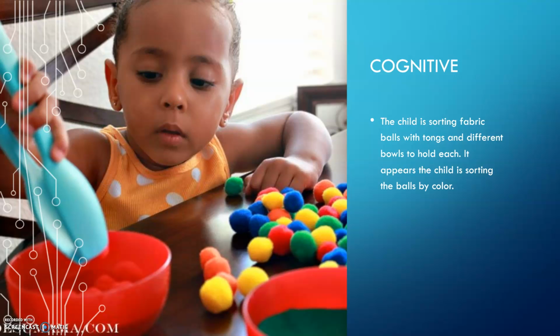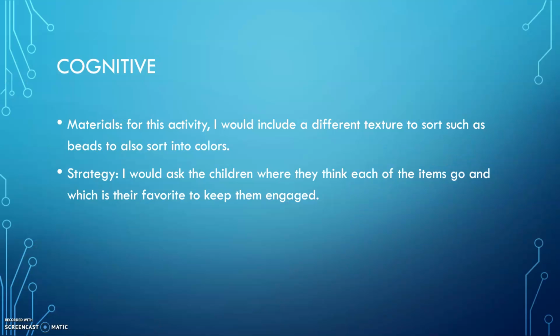Cognitive. The child is sorting fabric balls with tongs and different bowls to hold each. It appears the child is sorting the balls by color. Cognitive materials. For this activity, I would include a different texture to sort through, such as beads, to also sort into colors, to further challenge these children. Strategy. I would ask the children where they think each of the items go before they have sorted them and which of them is their favorite color to keep them engaged.